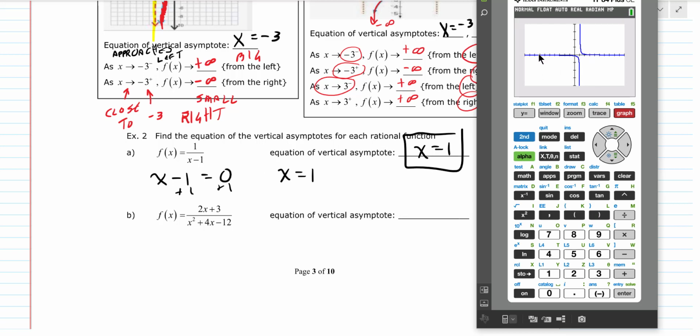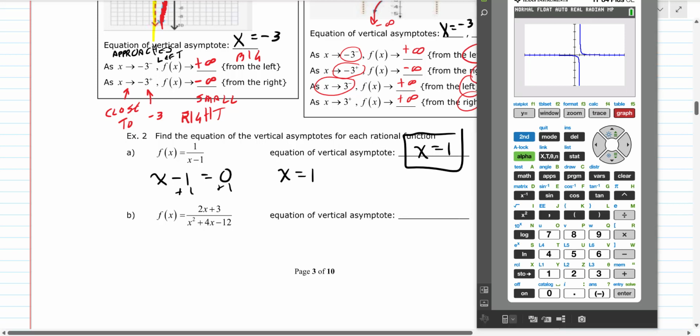And what's happening is if you come from the left, you're going to negative infinity. You come from the right, you're going to positive infinity. So you're always going to have these rational functions with vertical asymptotes have that break in them. They're either going to go both up, both down, or they might go in different directions. But visually, that's what's going to happen on the problem, okay?